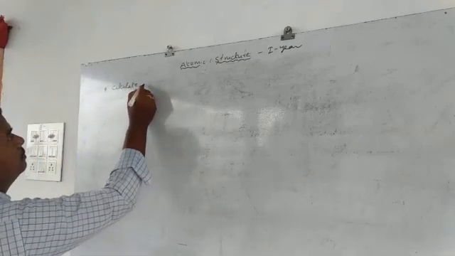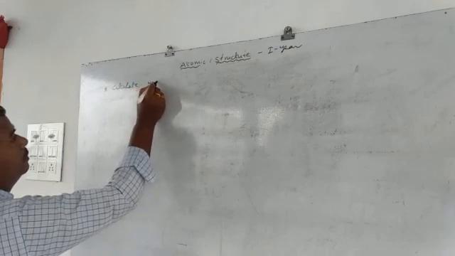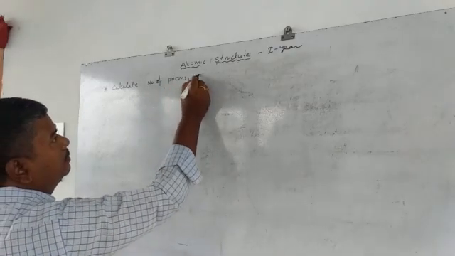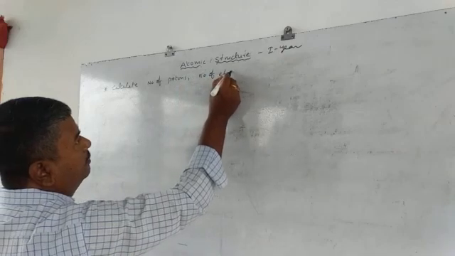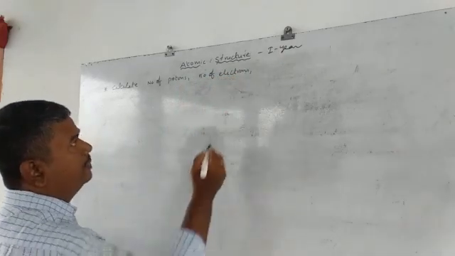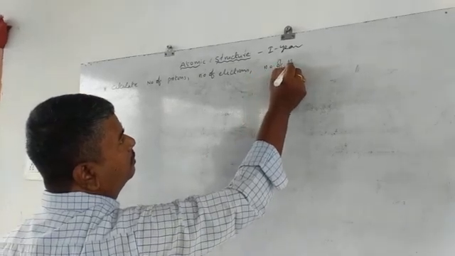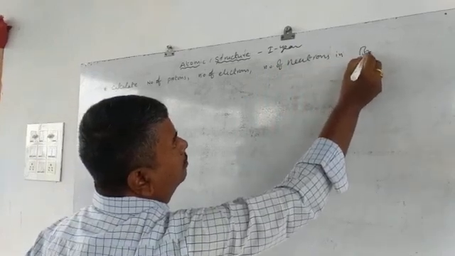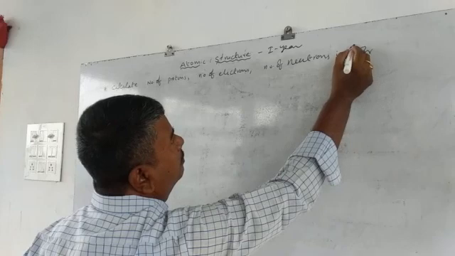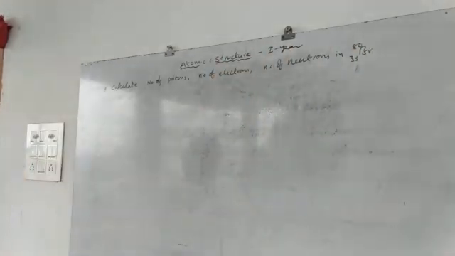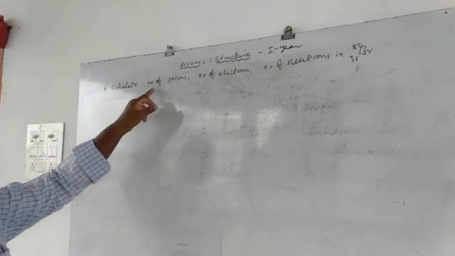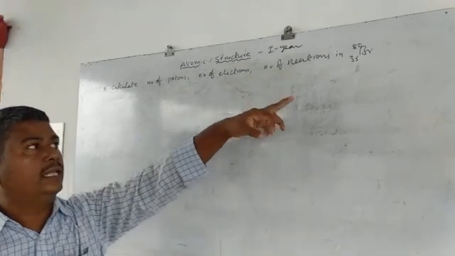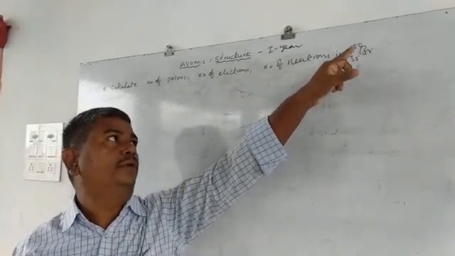Now on this topic, we have a small question. Calculate the number of protons, number of electrons, number of neutrons in bromine 35 80. Clear? Calculate the number of protons, electrons, neutrons in a given atom, bromine 35 80.